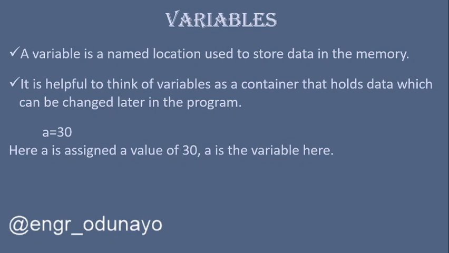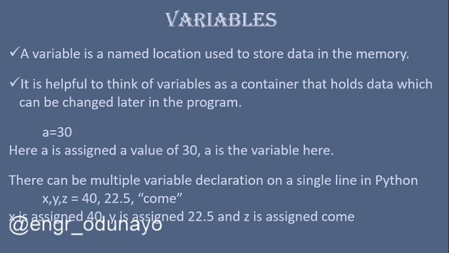So you're assigning 30 to A. Anytime you call A, indirectly you're calling 30. There's a memory location dedicated to A on your computer memory for the period when you run the program. And Python supports multiple variable declaration on a single line. Like here we have X, Y, and Z, meaning Y is 20.5 and Z is com.